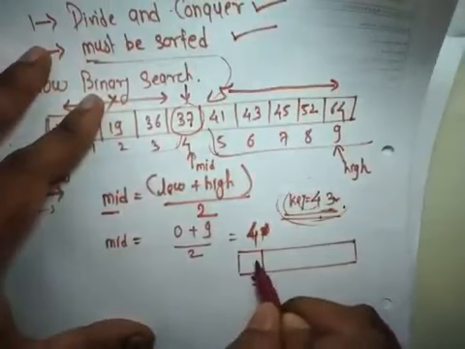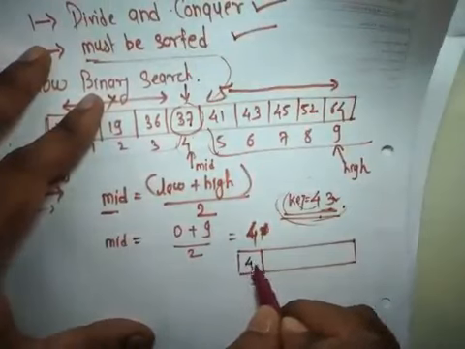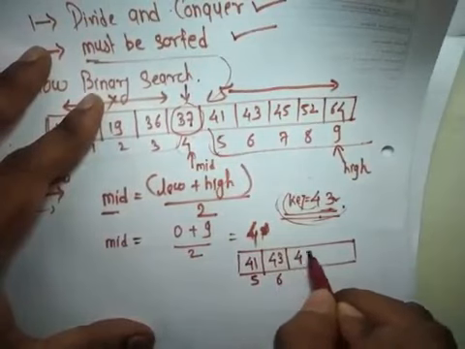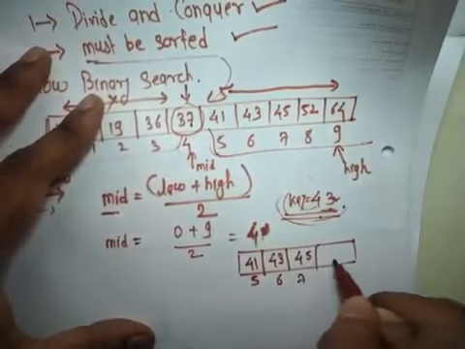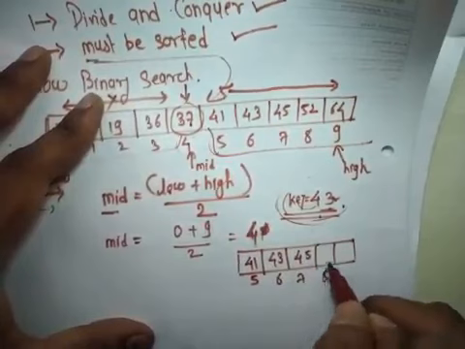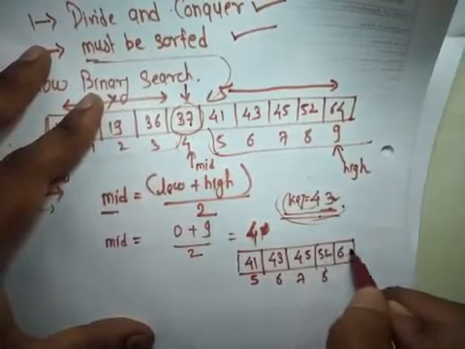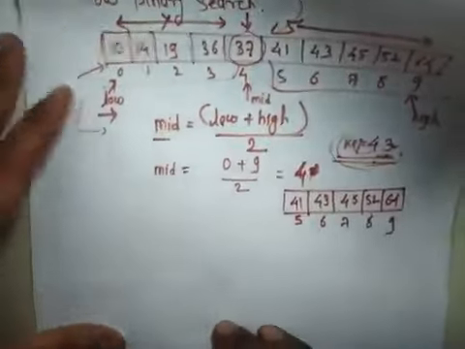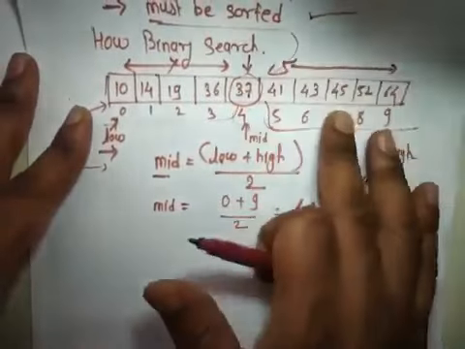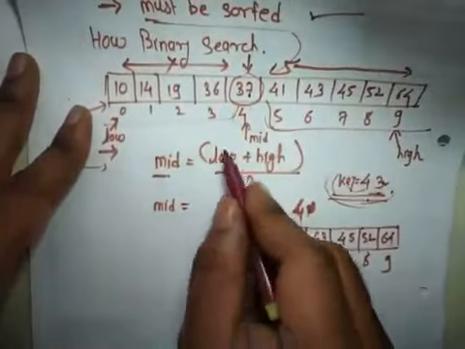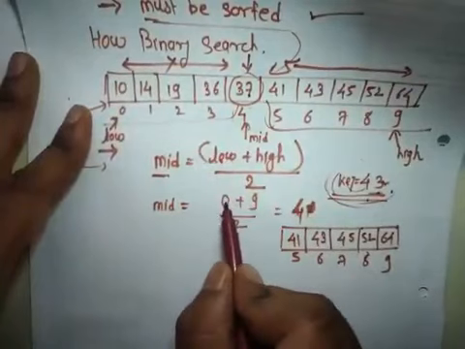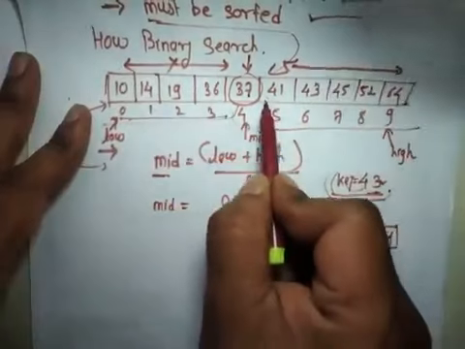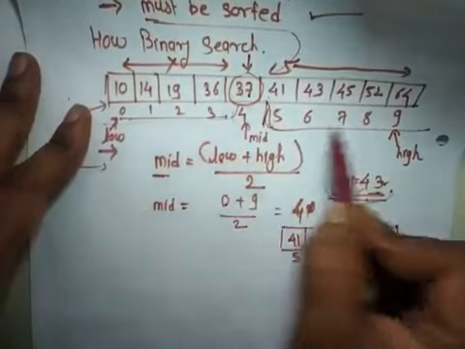At index 5 we have 41, at index 6 43, at index 7 45, at index 8 that is 52, and this is 64. Now we are going to change our low position, since now our low is 0, but we don't want to search here. We want to search from index 5 to 9.